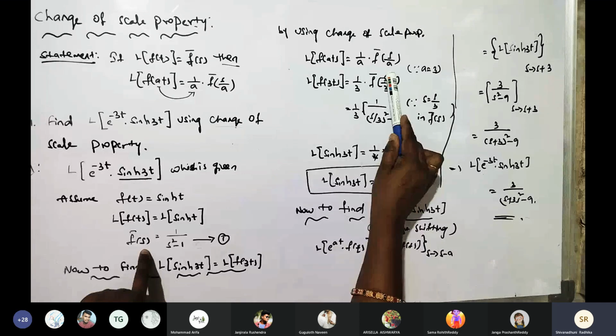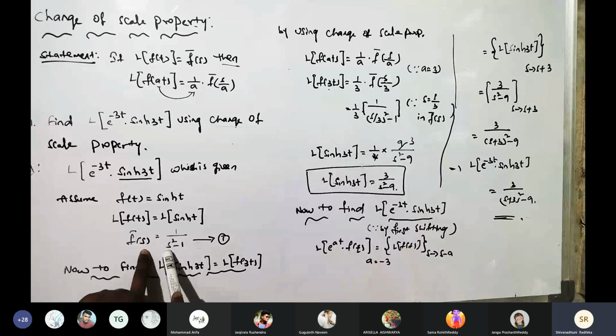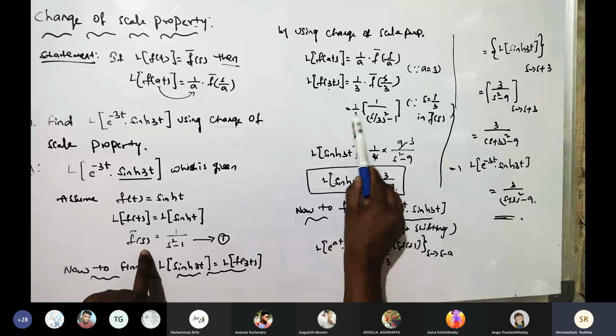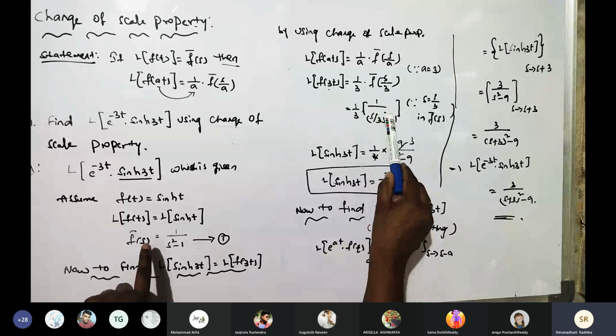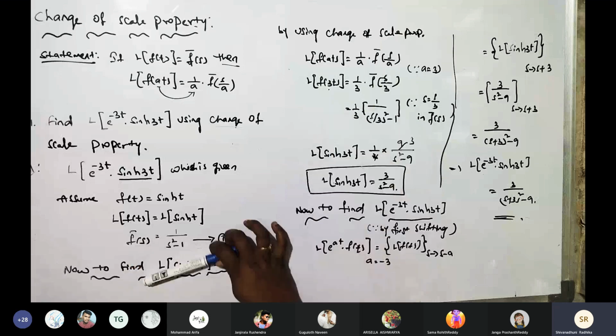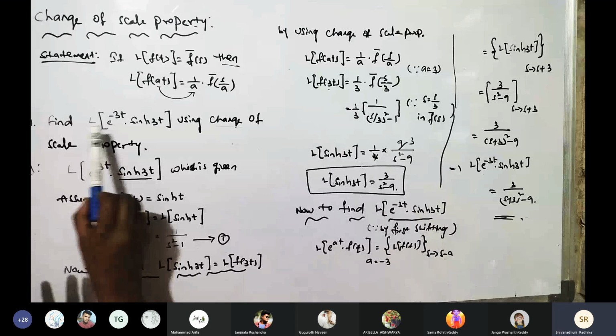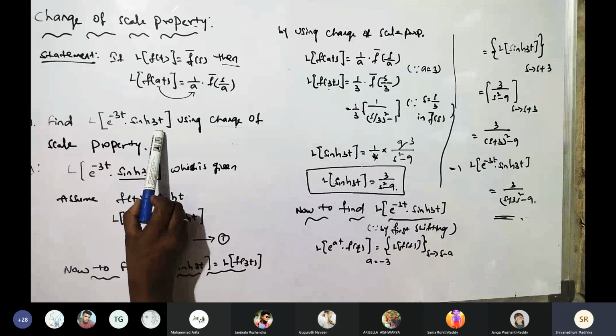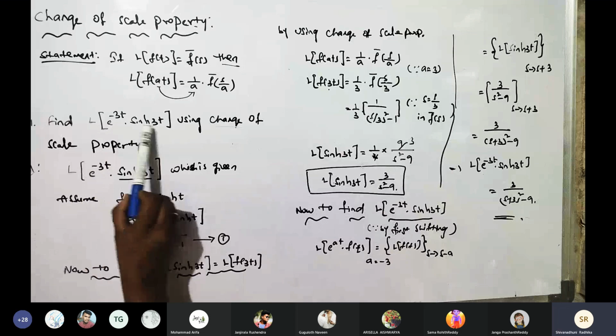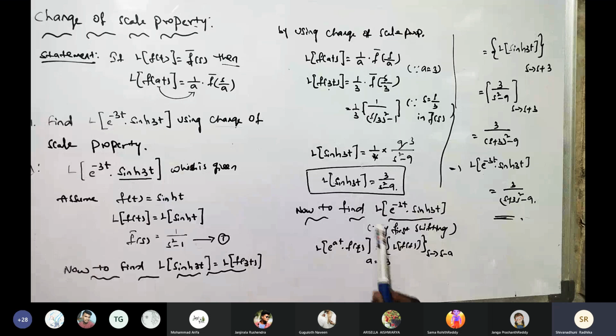But the total problem is what here? L of e power of minus 3t into sinh 3t. So that is of the form first shifting theorem. If the exponential term is multiplied with any function, then we go for the first shifting theorem. Sinh 3t is already completed: it is 3 by s square minus 1. This is 3 by s square minus 1.